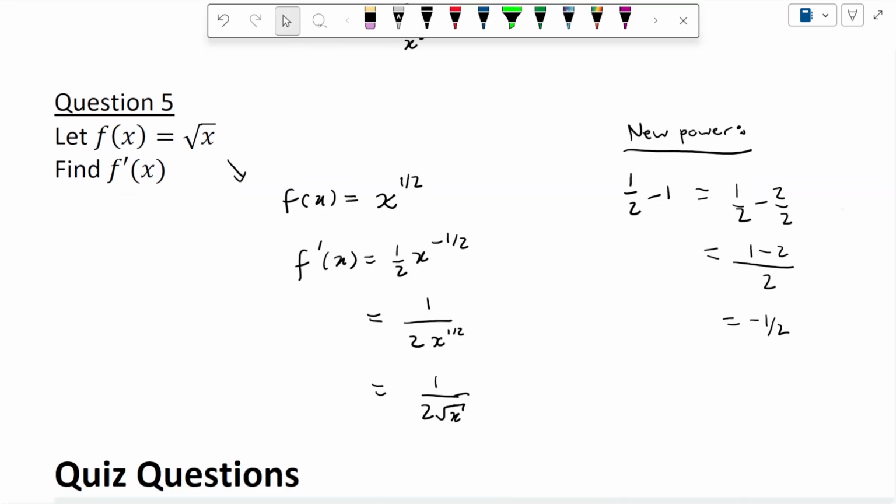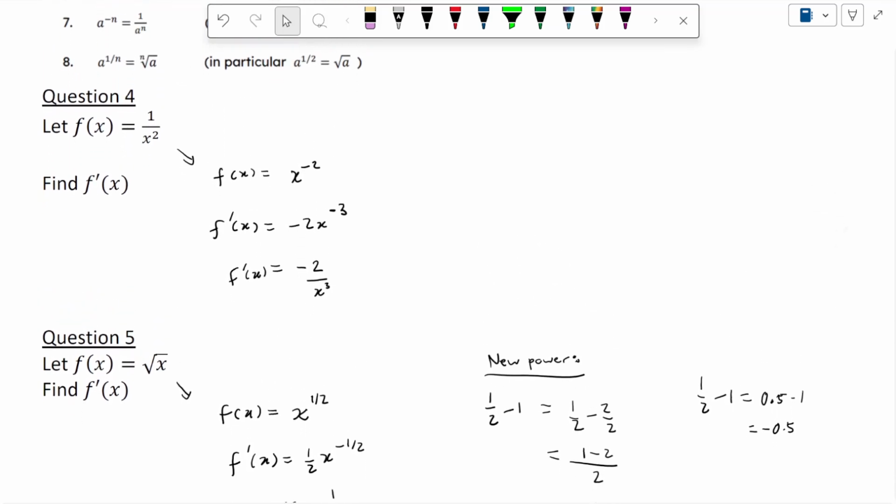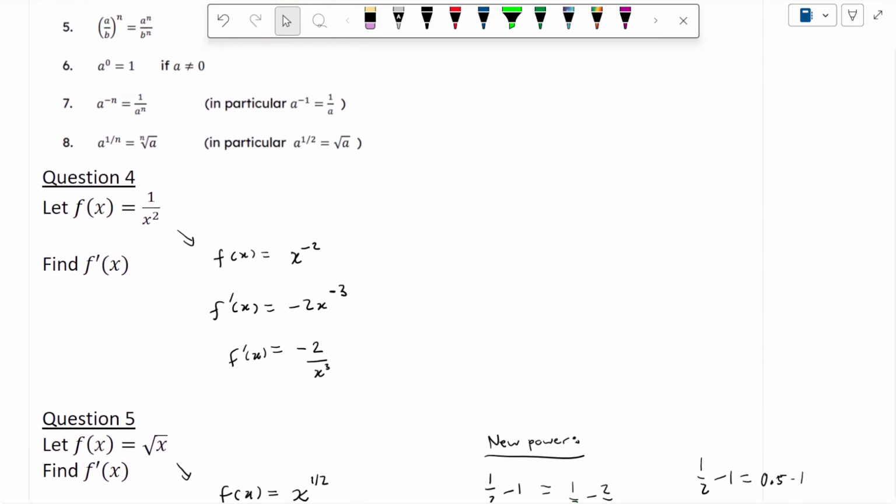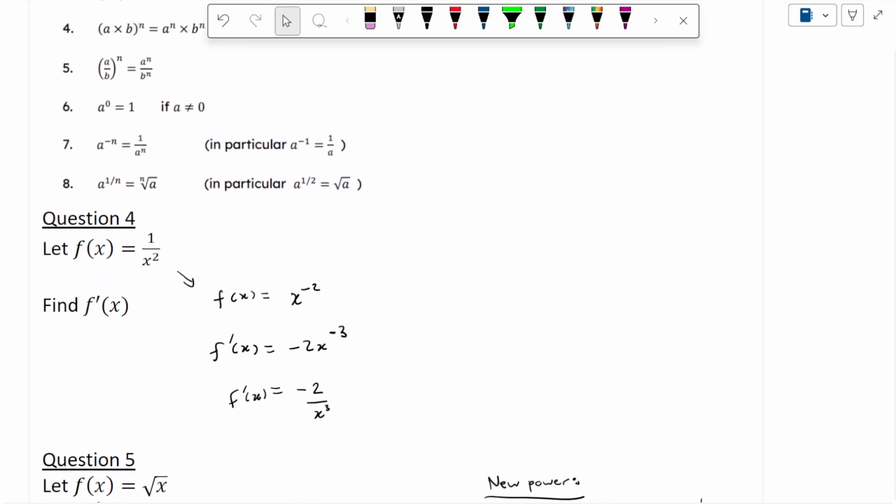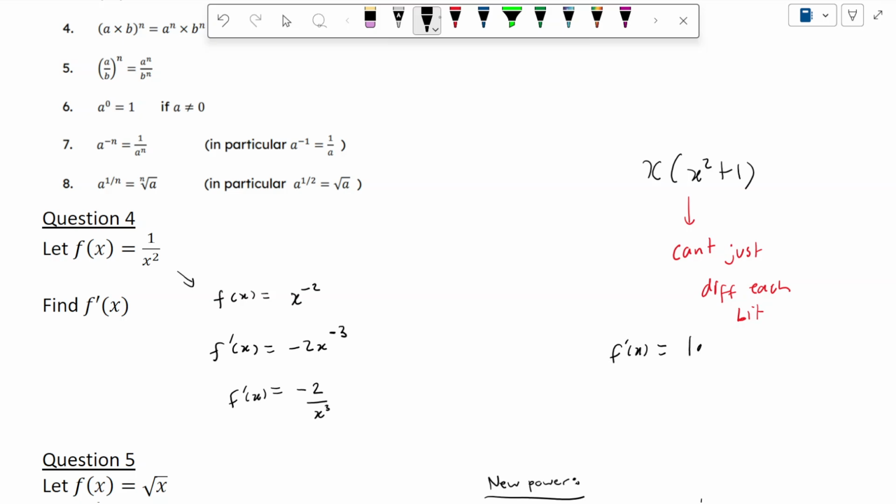That's pretty much all the rules we'll learn this year. And then there are some rules to differentiate stuff later on that we'll learn. Just be aware, if you ever get something like x times x squared plus 1, you can't just differentiate each bit. So yeah, the derivative, if you said it was 1 times 2x, that would be wrong. So it only works to split it up with plussing, not timesing.